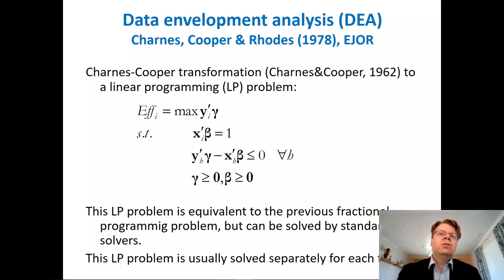So by comparing this formulation to the fractional programming problem, you can see that it is completely equivalent. But now we have a linear objective function and a system of linear equality and inequality constraints. Therefore, we can solve this DEA formulation by standard linear programming algorithms and solvers. And this problem needs to be solved separately for each unit under evaluation. This is one of the major results of the original CCR article: to linearize this fractional programming problem using the Charnes-Cooper transformation.